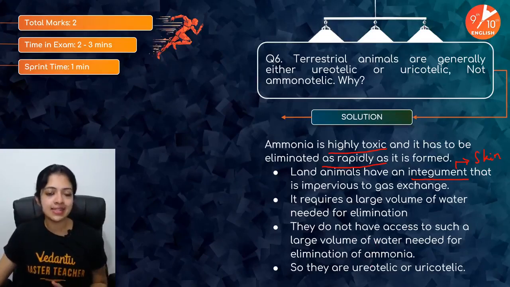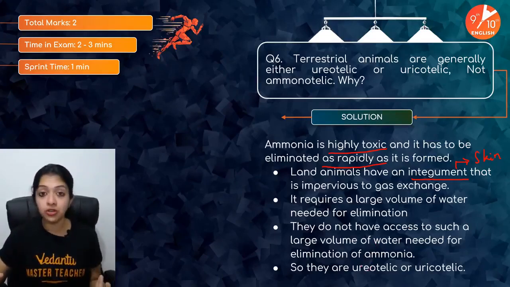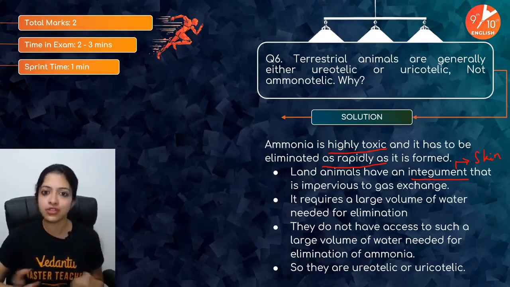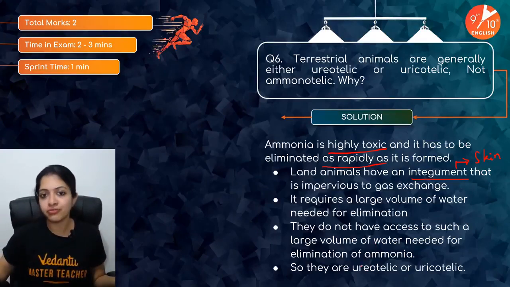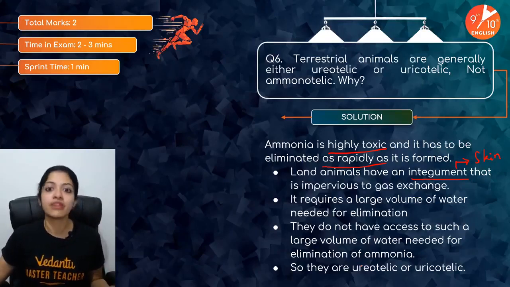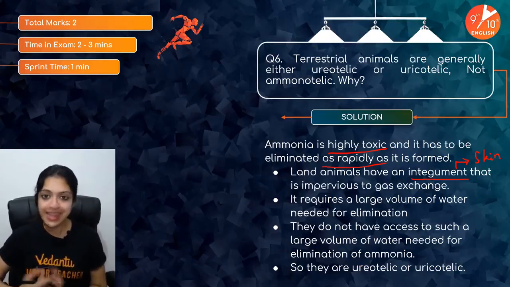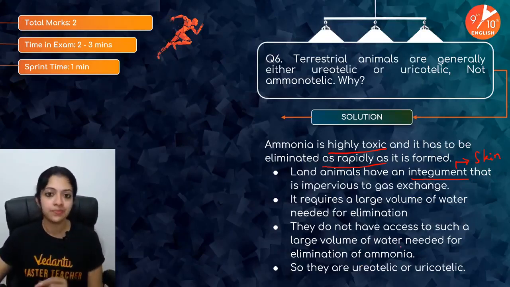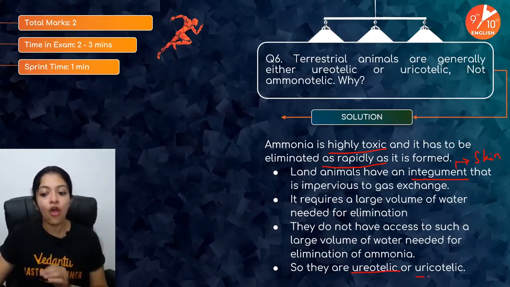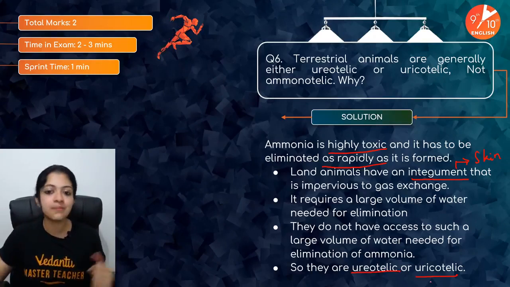And as a result, they can't afford to be ammonotelic. Imagine, without sufficient water content, they can't eliminate ammonia if at all it was formed. It would have been highly toxic, would have resulted in the death of those individuals, right? That's exactly why nature has planned land animals to be either ureotelic or uricotelic and not ammonotelic.